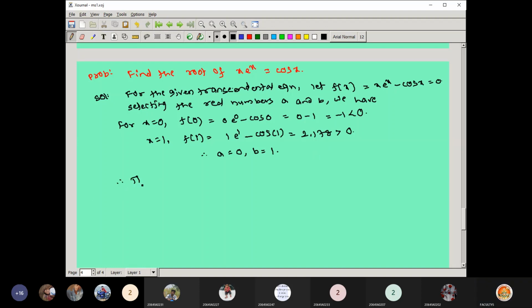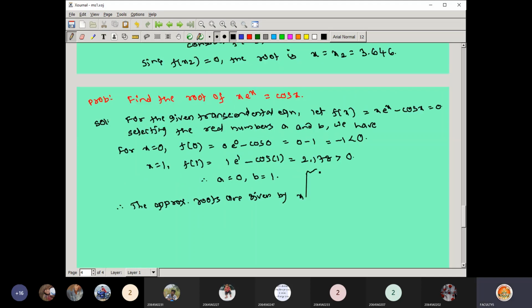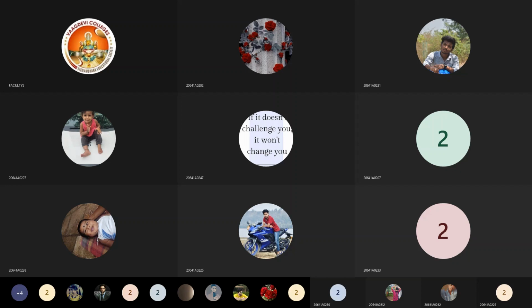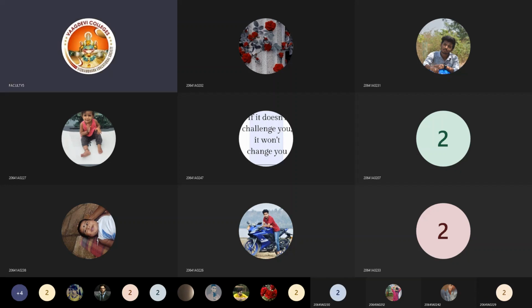Therefore the approximate roots are given by, so again I am using the formula. So write down your formula for that.